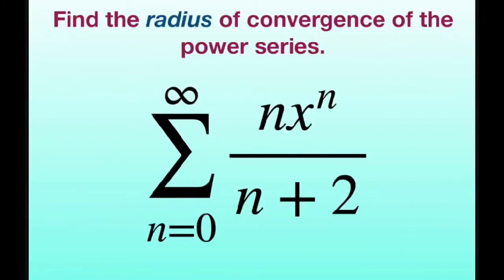We're going to find the radius of convergence of the power series. We have the sum from n equals 0 to infinity of n times x to the power of n divided by x plus 2. We're going to use the ratio test and set our limit to less than 1 to find our radius of convergence. So let me write it out for you.